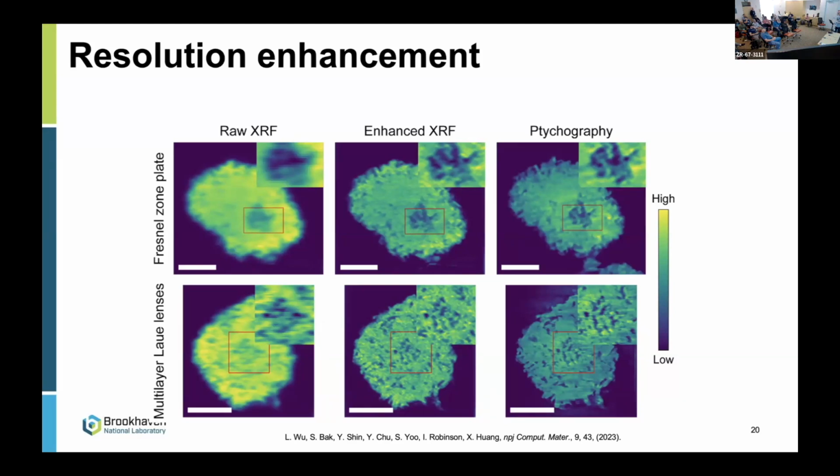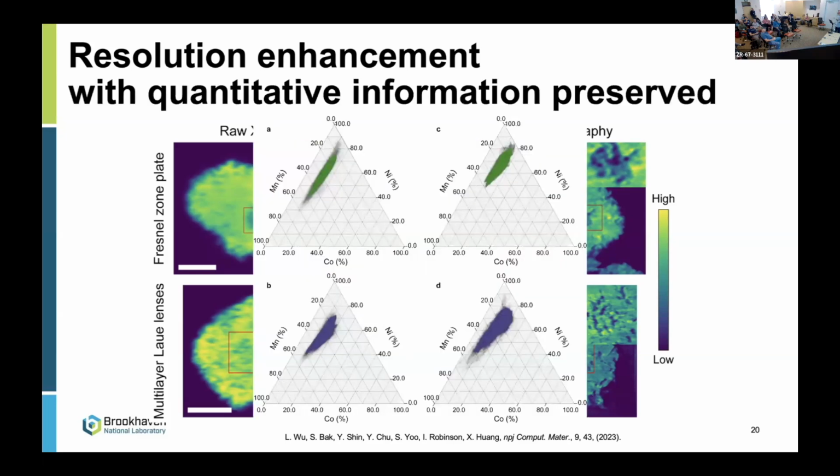And besides the nice looking images, we also care whether the quantitative information is preserved in this resolution enhancement process. To check that, we applied the enhancement to the three major elements in this sample system: nickel, manganese, and cobalt. And we checked the composition concentration before and after this enhancement, and we found this ratio is preserved quite well in this process.